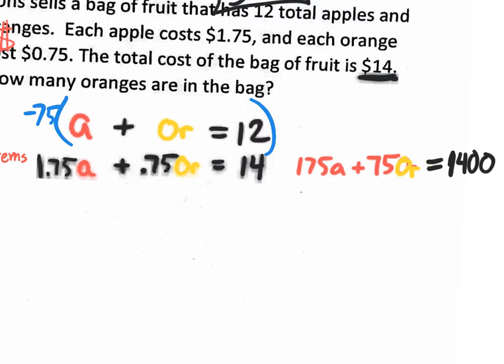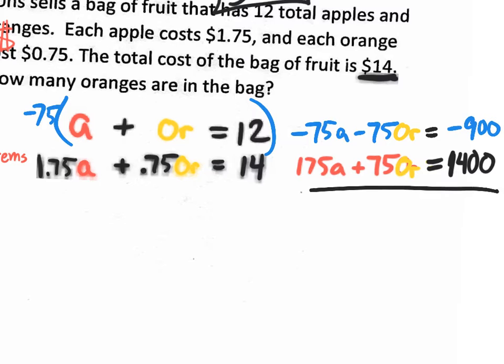Okay? So when I distribute negative 75 times a, that's negative 75a. Negative 75 times the oranges, that's going to be minus 75 oranges. And then equals, calculator time, negative 75 times 12, that's negative 900. Negative 900. And now it's ready to combine and eliminate.